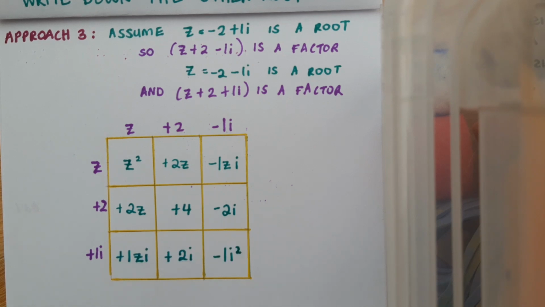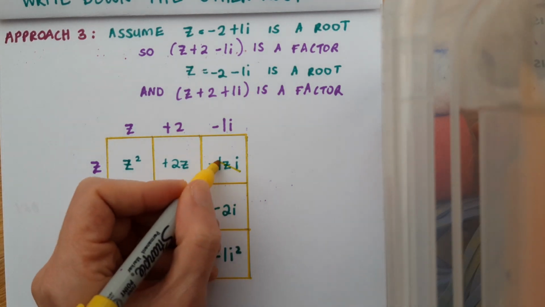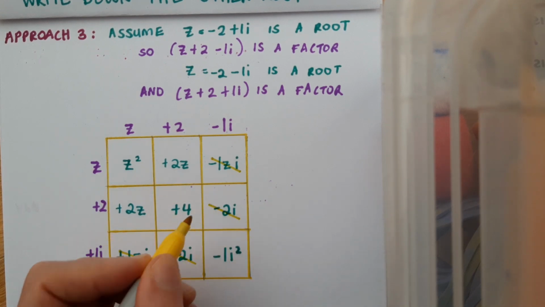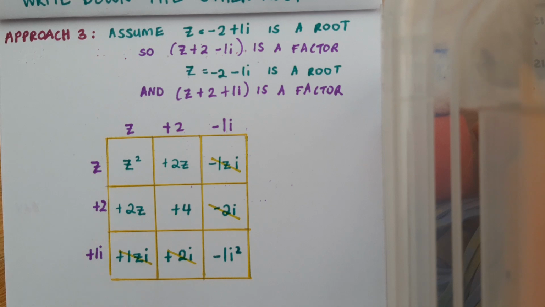And just a couple of observations here now. You'll see that, looking at this box here, the plus 1zi. On the other side, I've got minus 1zi. And they're going to cancel out. I've got plus 2i and minus 2i. And they're going to cancel out.